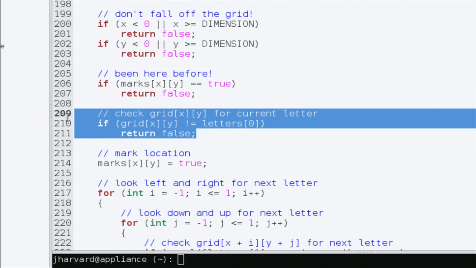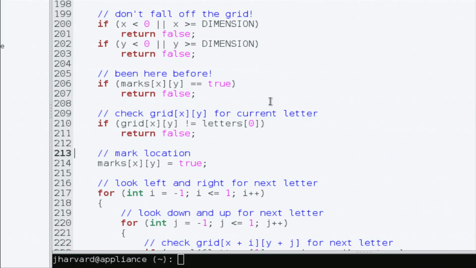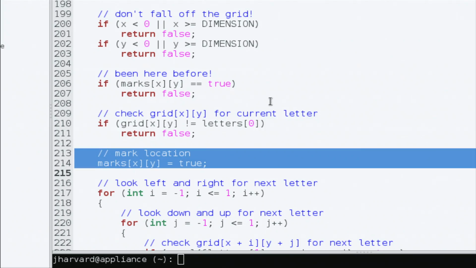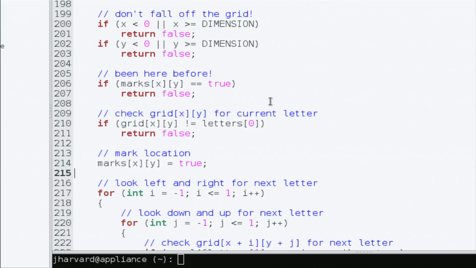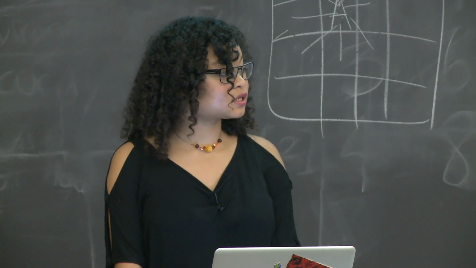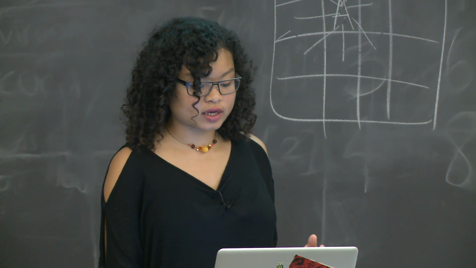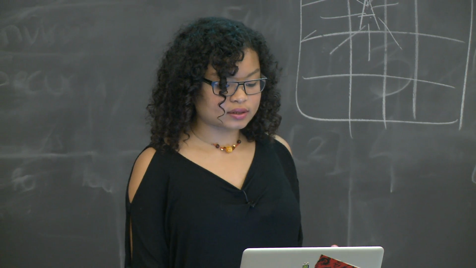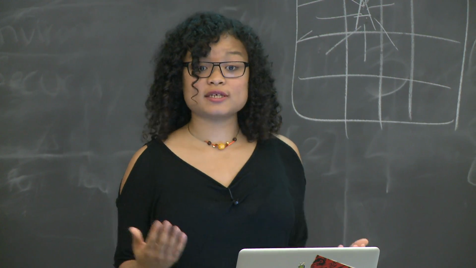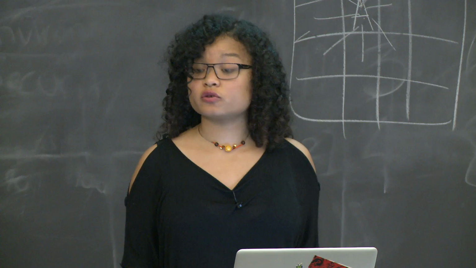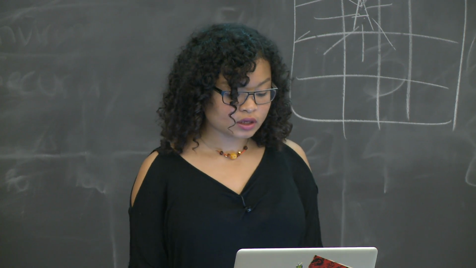Then what it does is it checks whether at this specific location the letter that we want is there. If it's not, it returns false. Since it's already checked that block, it's going to set the mark at that specific point as true. So now, if we're continuing, that means that we're going to search for the next letter in the word that the user is trying to submit.